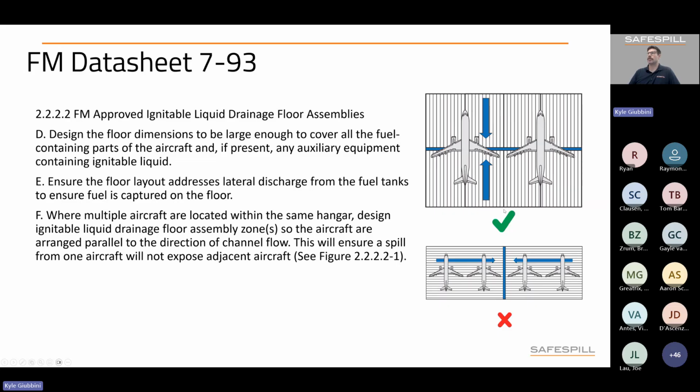So if we were to have, this is our good example, right, on the top. If we were to have a fuel spill up here, it's going to flow down into this trench, and it's not going to flow under an adjacent aircraft on its way there. The non-example, or the example of what not to do, is shown here, where we have a central trench running parallel to the fuselage of the aircraft. And if we were to have a spill at one of these outer aircraft, it would have to flow under an adjacent aircraft to make it to that trench. So a little bit more guidance given by FM in terms of trench arrangement, but from a layout and sizing perspective, really the same whether we're looking at NFPA 409 or FM 793.